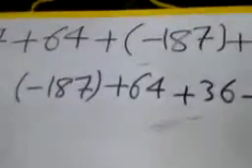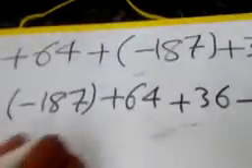Then we put 187 plus negative 187 between brackets. What is the name of this property? The associative property. Yes, and we'll also take 64 plus 36 between brackets. So this is the associative property.